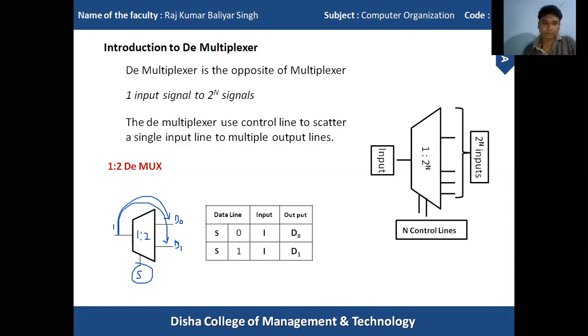Okay, so again this is the combination, right? These two are the combinations. So the function should be this one: D0 equals I S naught, and D1 equals I S. Okay, see, we are not going to combine all output lines, because all output lines are individual output lines. So here 2 to the n output lines. Sorry, it is written as input lines, it is an output line.